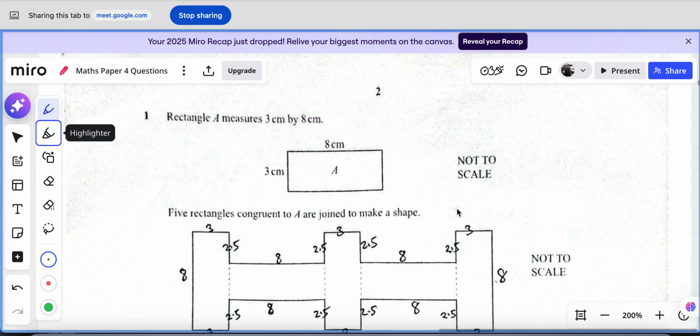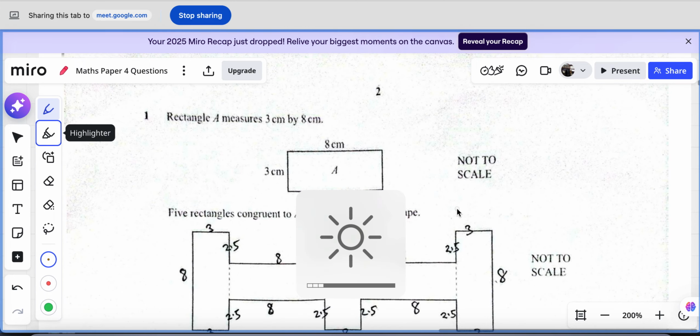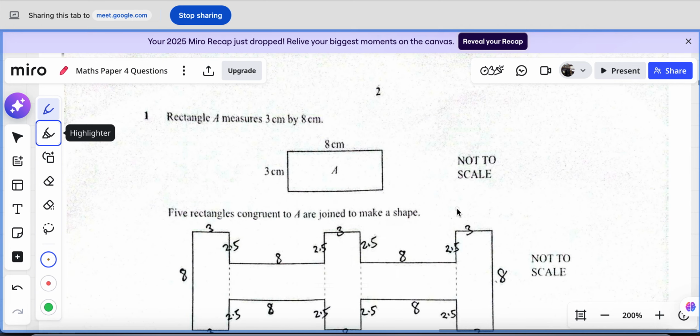Our first question says that rectangle A measures 3 centimeters by 8 centimeters. So we take a look at this rectangle. We can see the length is 8 centimeters and the width is 3 centimeters. This whole space is the area. If we want to find the area, we just say length times width, right?